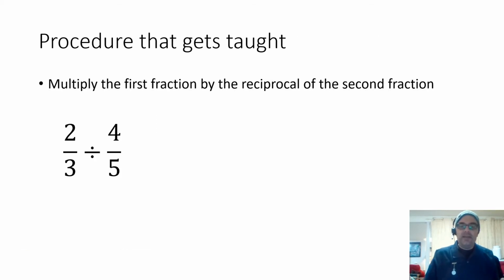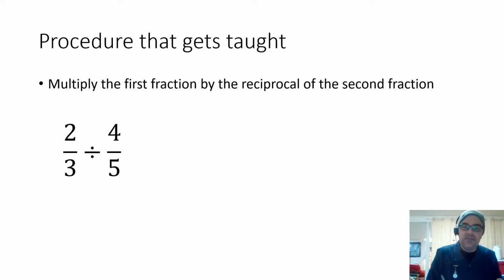So let's have a look at how the procedure gets taught, just in case you're not aware of how we do that. The procedure that we learn in school about dividing fractions is that we multiply the first fraction by the reciprocal of the second fraction. Reciprocal is just a fancy word for flipping the same fraction upside down. So the second fraction will become 5 over 4 instead of 4 over 5. That's the reciprocal. Or sometimes people will call this the same times and flip rule. That's a colloquial way of putting it.